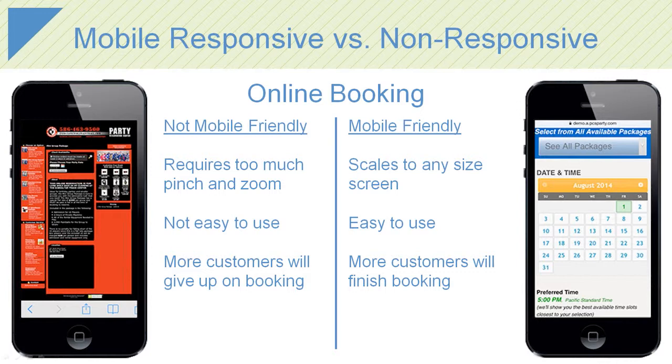There's a lot of pinching and zooming that needs to be done to even navigate the site to see what's happening. Whereas on the right side, a mobile-friendly online booking that we have, everything is automatically adjusted to your screen size. As you can see, it's very easy to see what you're looking at, selecting the packages, selecting a date and time. It's all very simple to use.